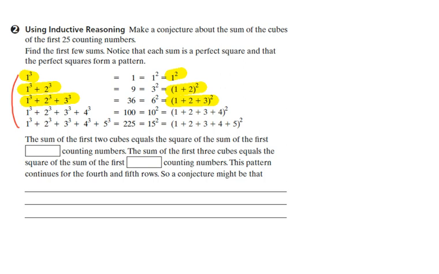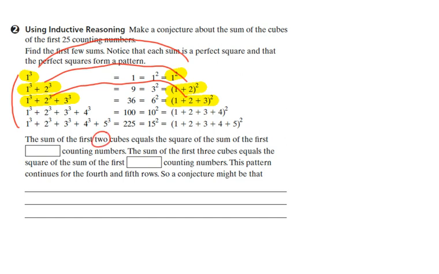What they wanted you to notice is that 1 cubed is the same thing as 1 squared. If you add 1 cubed and 2 cubed, it's the same as (1 plus 2) squared. If you add 1 cubed, 2 cubed, and 3 cubed, it's the same thing as (1 plus 2 plus 3) squared. And you can see that pattern continues. So when it says the sum of the first two cubes equals the square of the sum of the first blank counting numbers, it has to match, right?